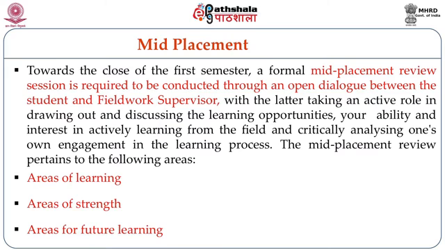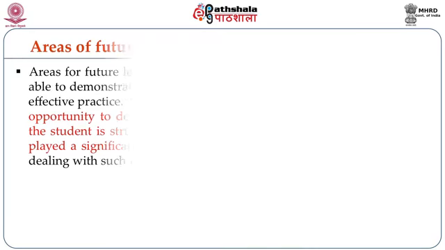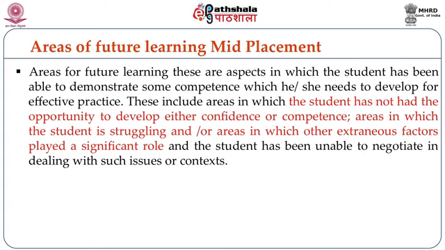The areas for future learning need to be taken into account when discussing what has been the progress of the student thus far, what has been his or her learning in the fieldwork agency, and what is the scope for future learning. These are aspects in which the student is able to demonstrate some competence and wherein he or she needs to develop further effective practice. These also include areas in which the student has not had the opportunity to develop either the confidence or the competence, and which the student is struggling with, or areas where extraneous factors have played a significant role and the student has been unable to negotiate in dealing with such issues or contexts.